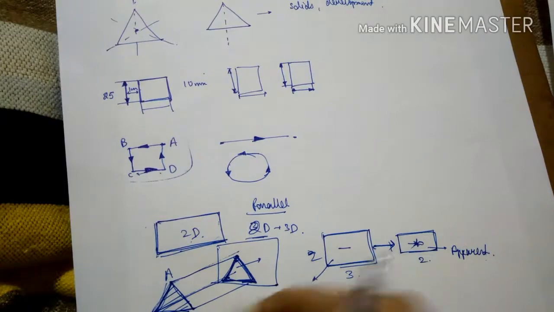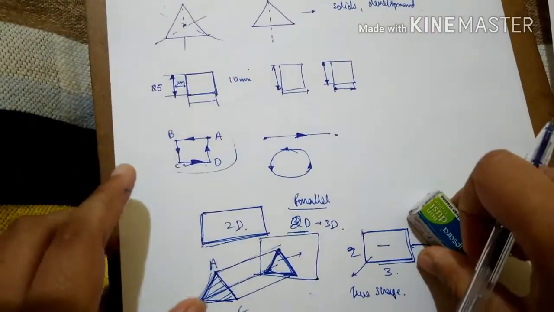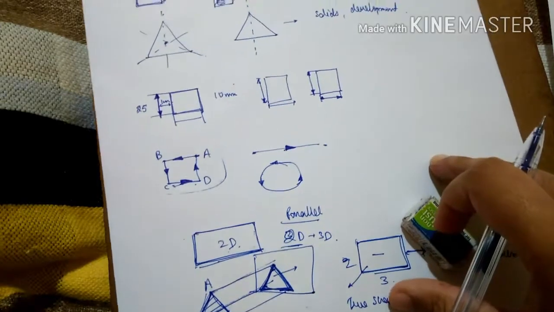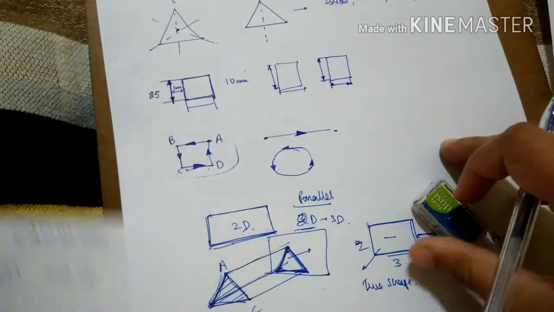So basically in parallel line projection, we get the true shapes. Having the basic idea of what orthographic projections are, keep in mind that parallel line projections are orthographic projections only, and it is a way of representing 3D diagrams in a 2D way.